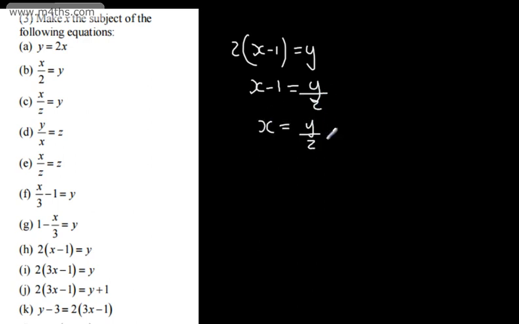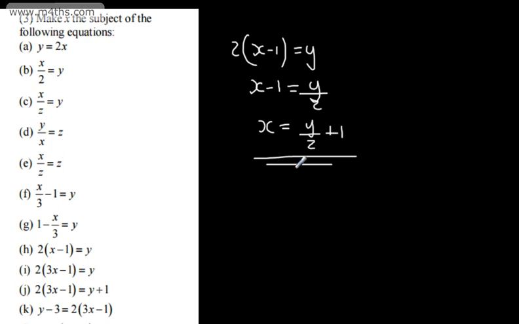Okay, let's now look at the next one. At this stage I've got now 2 lots of x minus 1 is equal to y. The temptation here is to expand the brackets out. I'm not going to do that as I'm making x the subject. I'm simply going to divide both sides of the equation by 2. That now gives me the quantity x minus 1 is equal to y divided by 2. I'm going to add 1 to both sides, so x is going to be equal to y divided by 2 plus 1. And that now is making x the subject.